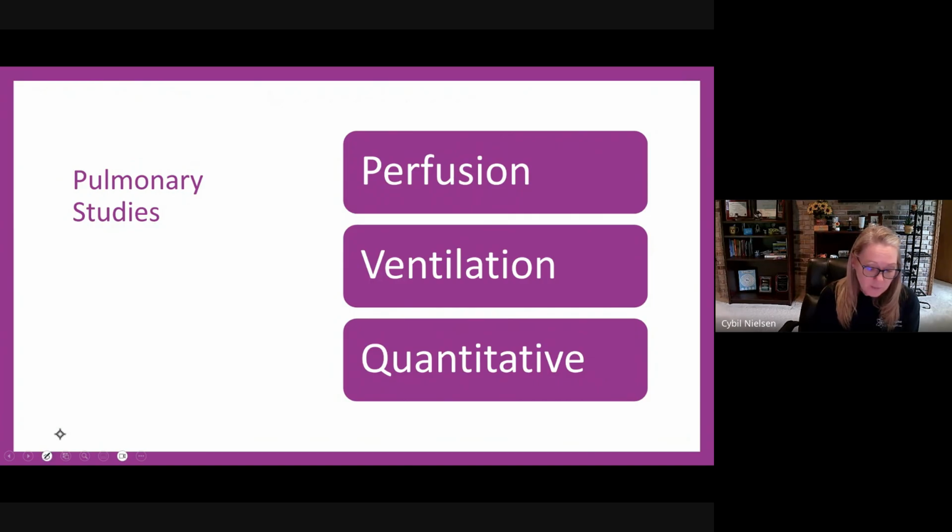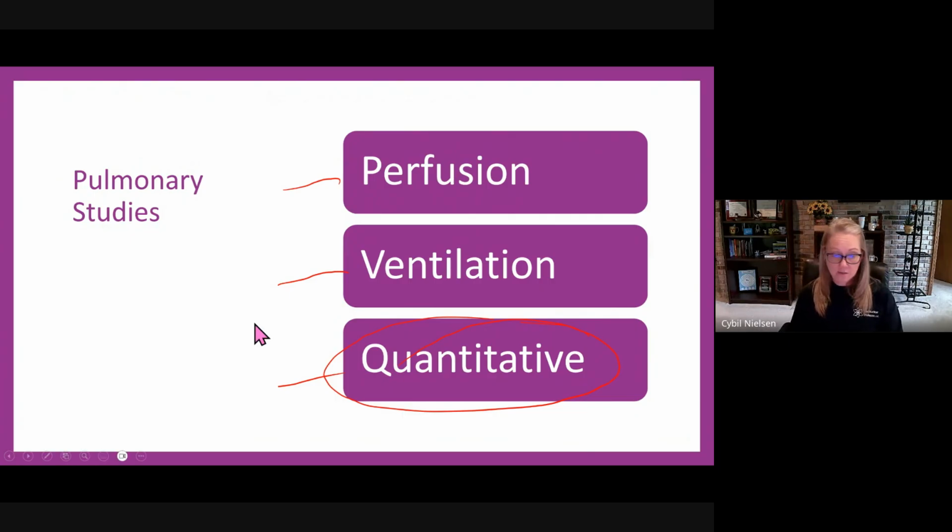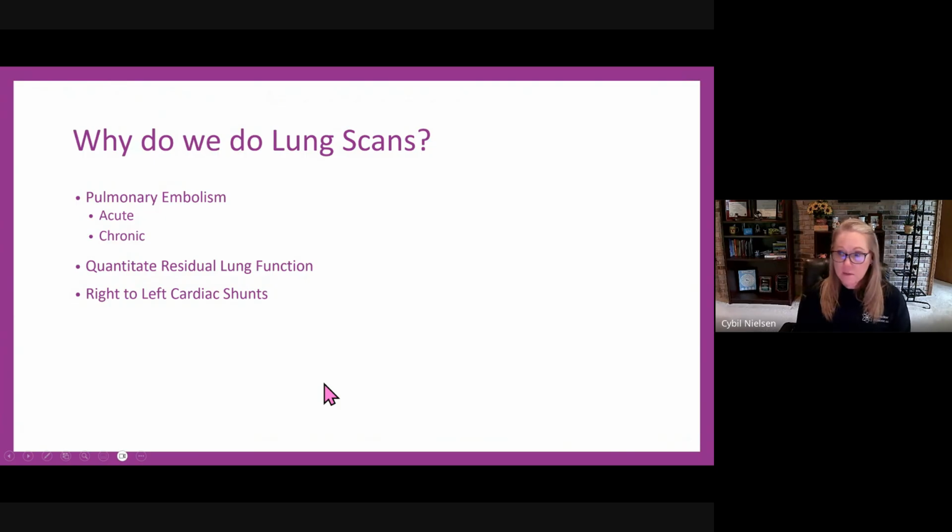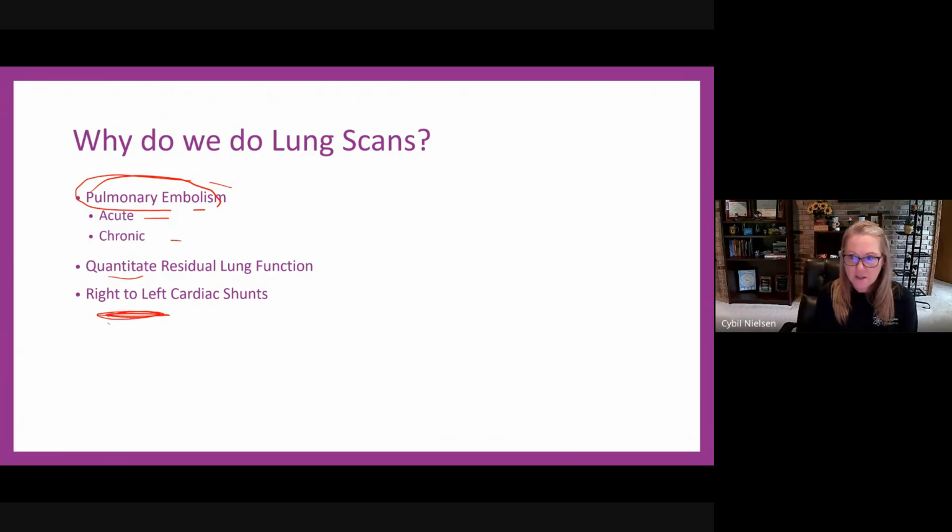So the different studies that we can do are perfusion, ventilation, and quantitative. Perfusion and ventilation are usually done together. Quantitative is going to be done pre-op if a patient's going to have surgery for lung cancer. We're going to do that to see if we can remove part of the lung and if they have enough function to sustain life. All right, so why do we do these? One reason, pulmonary embolism. It can be acute or it can be chronic. We can't tell the difference. We can just tell if they have one. So we can only tell if it's acute or chronic based on their history. And we can quantitate. And then also I threw right to left cardiac shunts in here because we use TEC-MAA for it. And so we'll talk about that at the end.